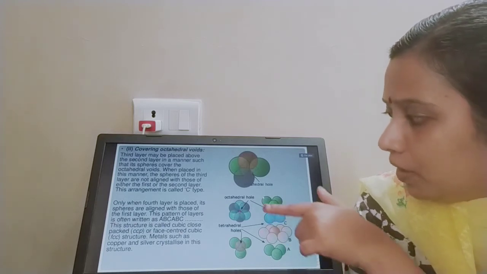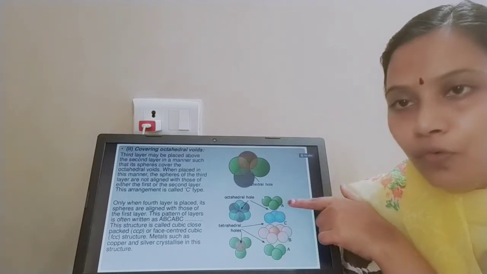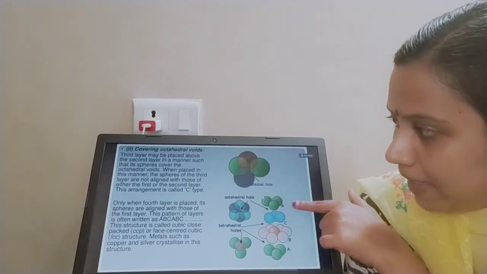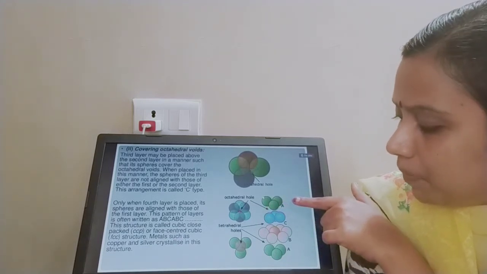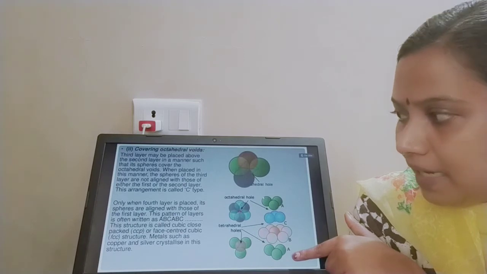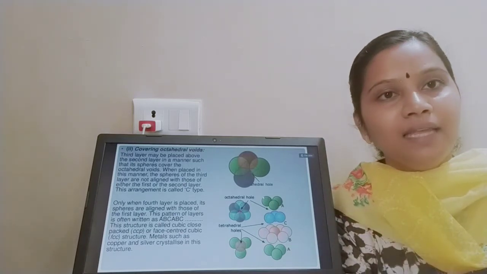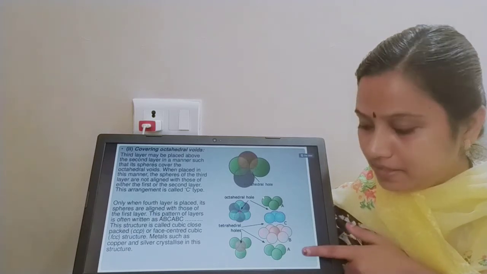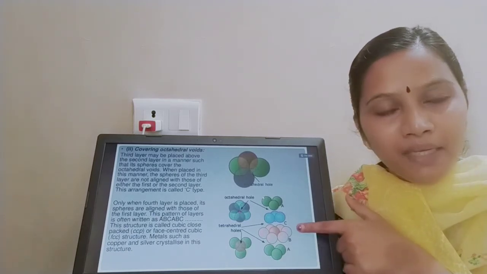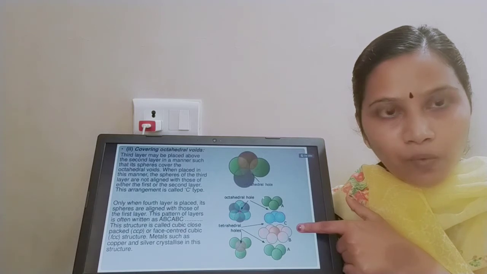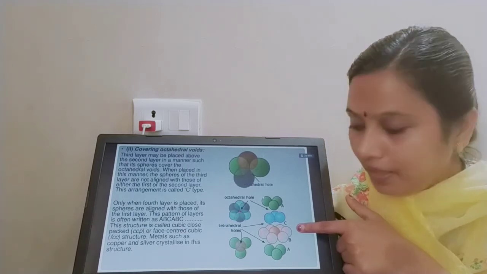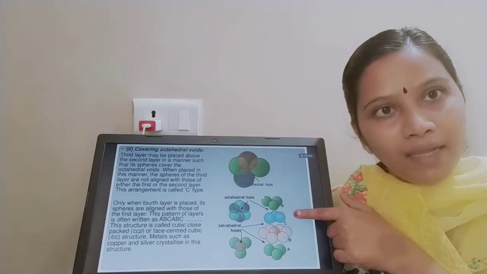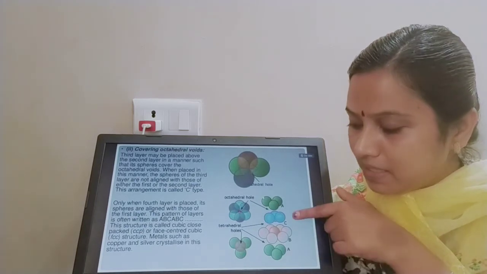Now I am going to place the fourth layer. Your fourth layer is nothing but A. When the fourth layer is placed, this sphere will be properly aligned with sphere A. Clear, children? I have layer A. I have layer B, and I have closed the tetrahedral void. Now I have got the octahedral void. Now I have layer C. The layer C will not align with either A or B. So I have got the ABC arrangement.